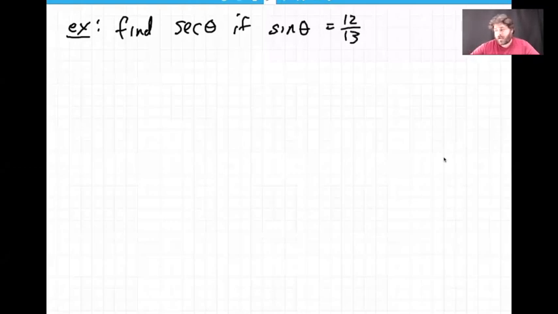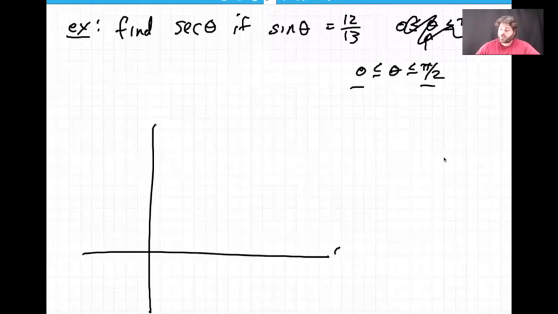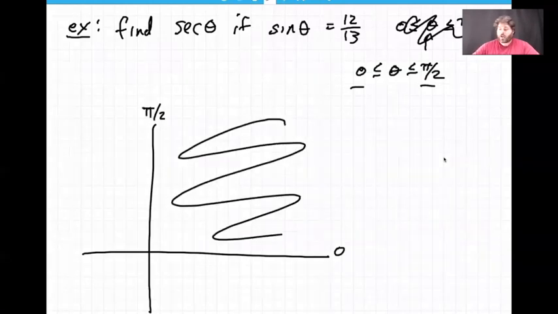And then it'll say, let's say, 0 less than or equal to theta less than or equal to pi over 2. So what that means is we're between 0 and pi over 2. Okay, I know you can't see that there. Let me rewrite that where you can see it. There we go. So this is just saying we're between 0 and pi over 2. Between 0 and pi over 2, that's this first quadrant here. This is 0 and this is pi over 2 in radian measure. So we're in this first quadrant, somewhere in here. That's all we know.